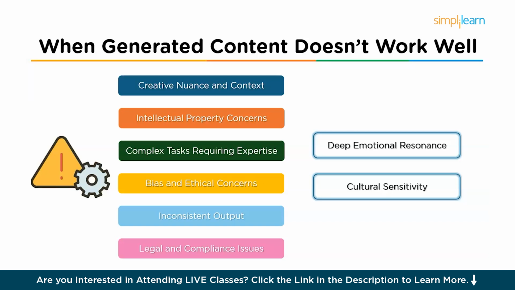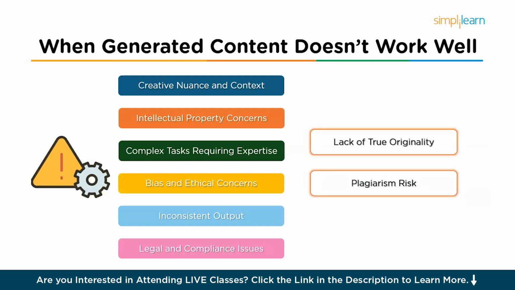And then there is cultural sensitivity issue. AI models trained on large data sets can inadvertently produce content that is culturally insensitive or inappropriate. Next is originality and intellectual property concerns. First one is lack of true originality. AI is capable of producing content that appears original, but is fundamentally based on patterns it has learned, right? So this means AI generated content can sometimes lack true originality, which you might have faced while generating content, and can unintentionally replicate the existing ideas or phrases.